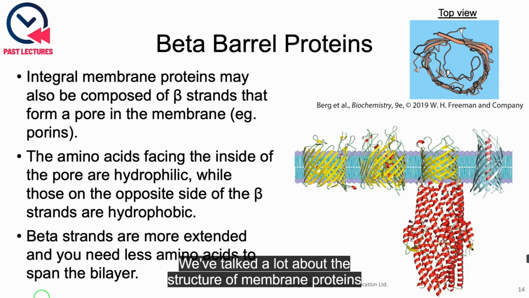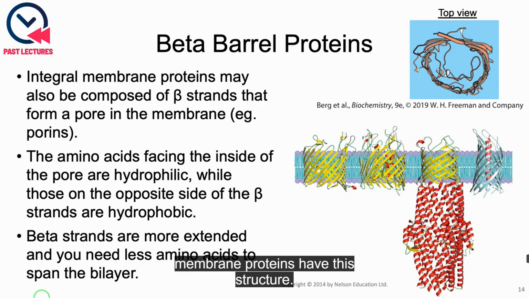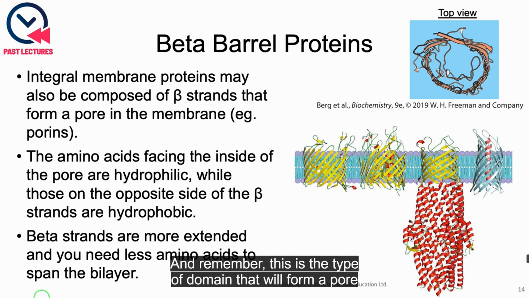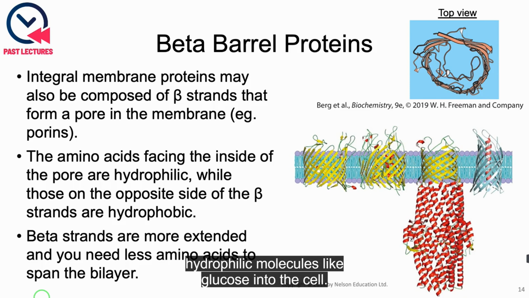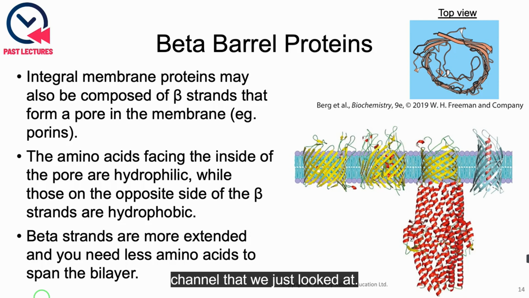We've talked a lot about the structure of membrane proteins, and for the most part they've been alpha helical, but not all membrane proteins have this structure. You can also see beta barrels that consist of many beta strands, and remember, this is the type of domain that'll form a pore that allows molecules to cross the membrane. These membrane proteins are a little different in that they don't undergo major structural changes. When they're present, for instance, porins that are found in the outer membrane of bacteria, they are less selective and can let hydrophilic molecules like glucose into the cell. So they really aren't as stringent as the potassium channel that we just looked at.